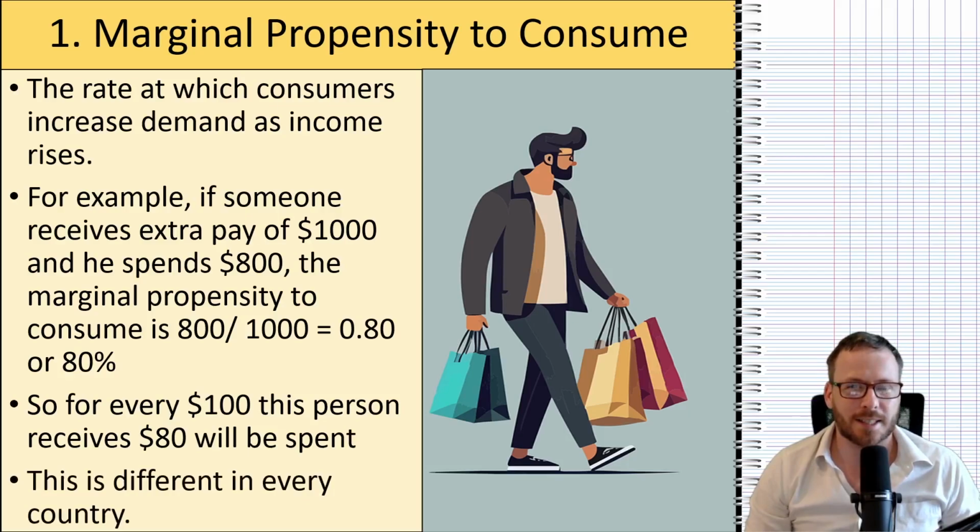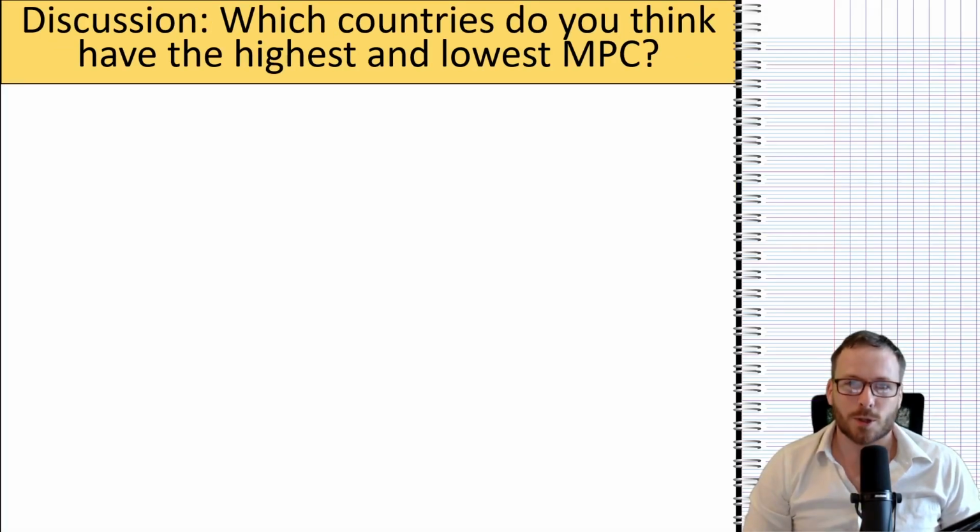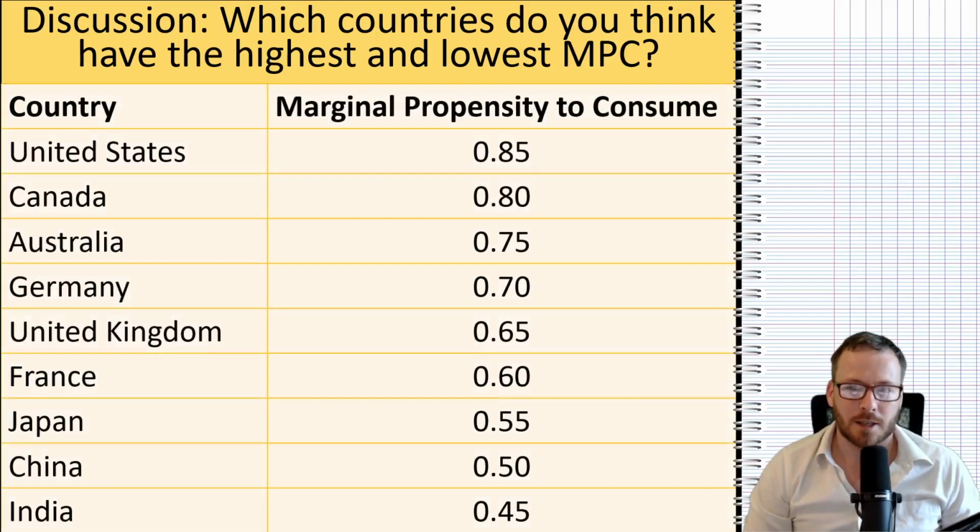And the interesting thing is this is different in every country. So which countries do you think have the highest and lowest MPC? It's quite interesting, this. So culturally, the US, for every extra dollar a person gets over there, they spend 85% of it. Wild. But look at India, China, Japan. These guys love to save money. It's something embedded culturally. It's really interesting, really fascinating. And it doesn't always correlate with development. Japan's very developed. It's got a high GDP per capita, yet they tend to save more than other countries.